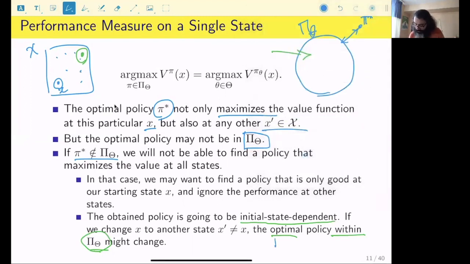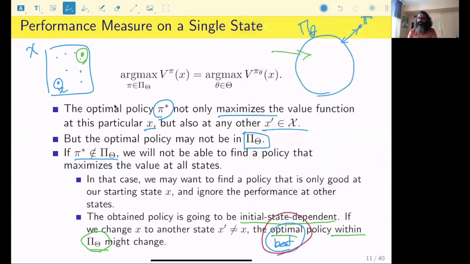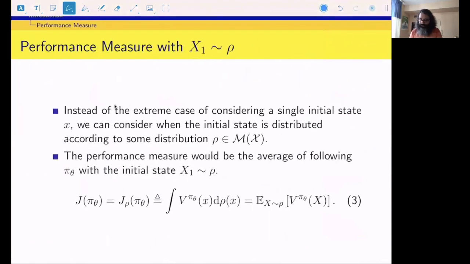Okay, so we can be careful about this, not to confuse it with the real optimal policy. This is just to give you an idea that if we choose a policy class and the measure is maximizing the performance, the value function at one point, then depending on what that point is, the policy that we get would be different.